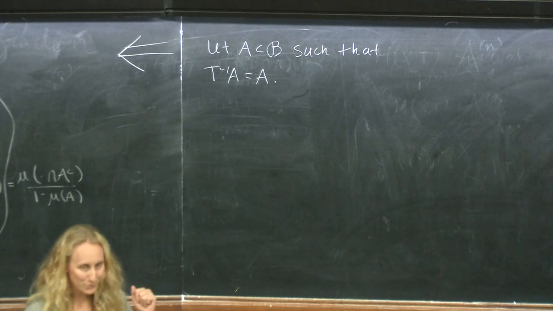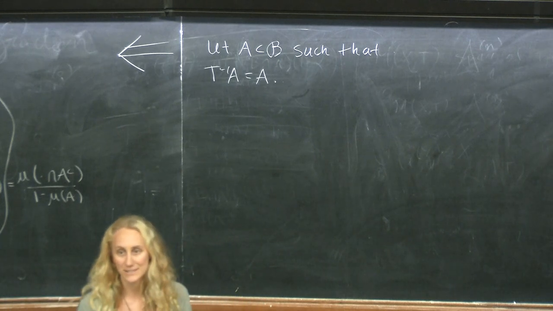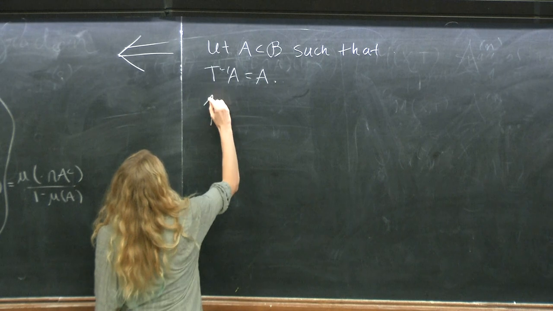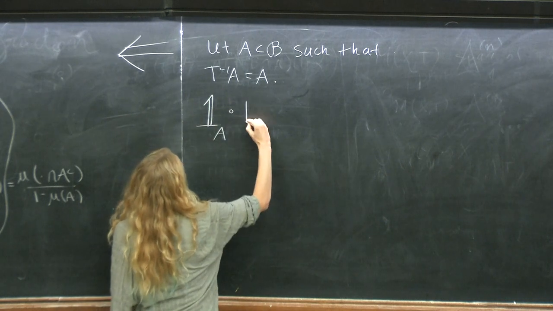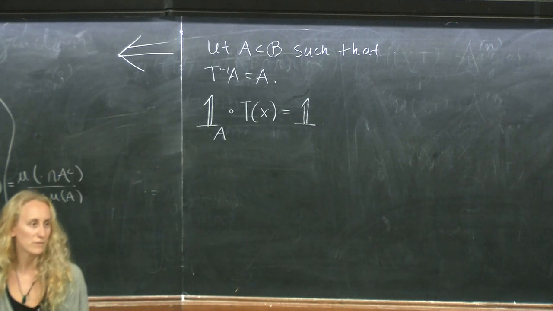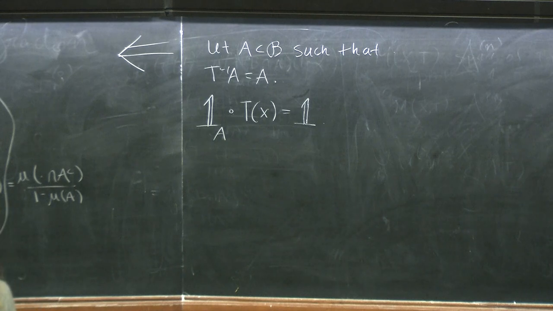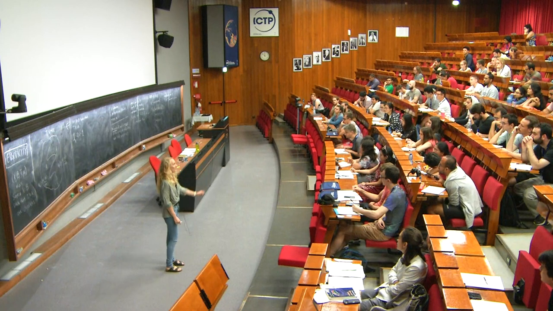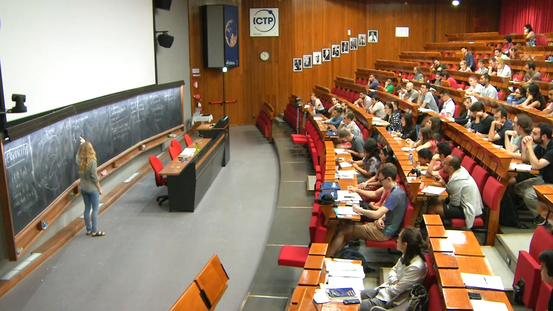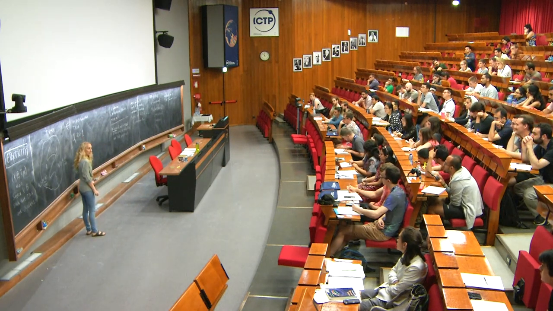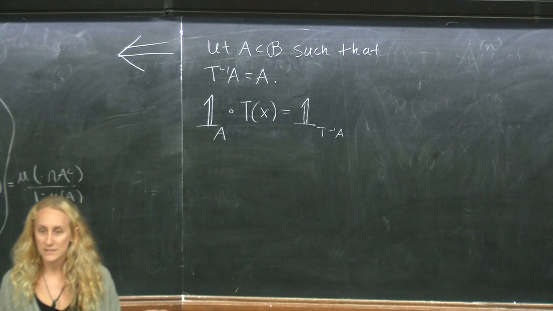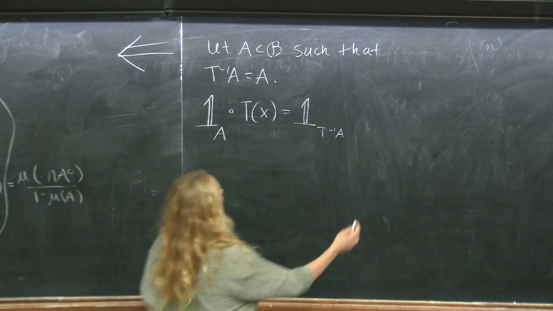Now, a good way always to go between sets and functions is to consider characteristic functions of the set. So let me think about composing the characteristic function of A with the transformation T. What do I get? I get the characteristic function of which set? Not A. T inverse of A, right? I want all the points that would be mapped into A under one iterate of T, right? So this is the indicator function of T inverse of A. Now, I chose A to be a T-invariant set, so this is just the indicator function of A.